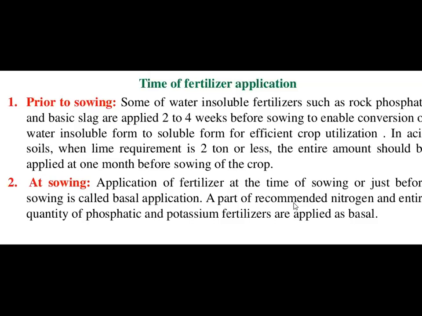Then at sowing, application of fertilizer at the time of sowing is called a basal application. A part of the recommended nitrogen fertilizer and the entire quantity of phosphatic and potassium fertilizer are applied as a basal dose, that is, at the time of sowing. But we have to add nitrogen fertilizer in split doses to avoid volatilization losses and leaching losses of nitrogen. It can be applied in split doses.